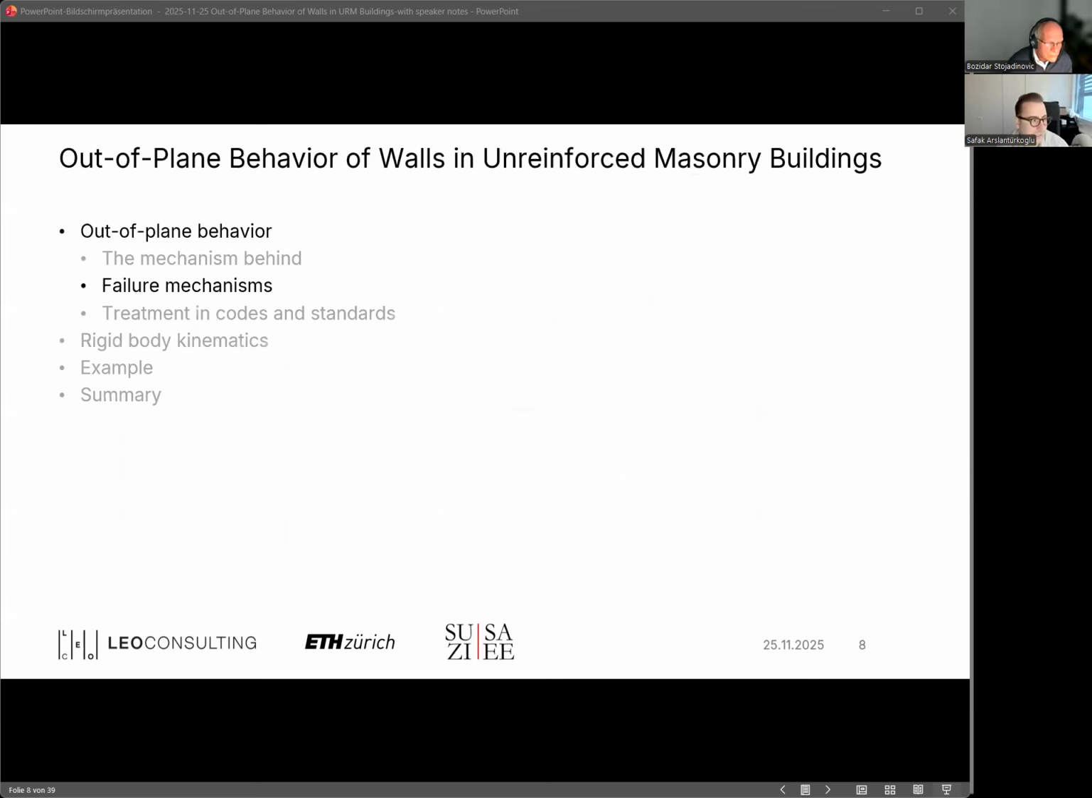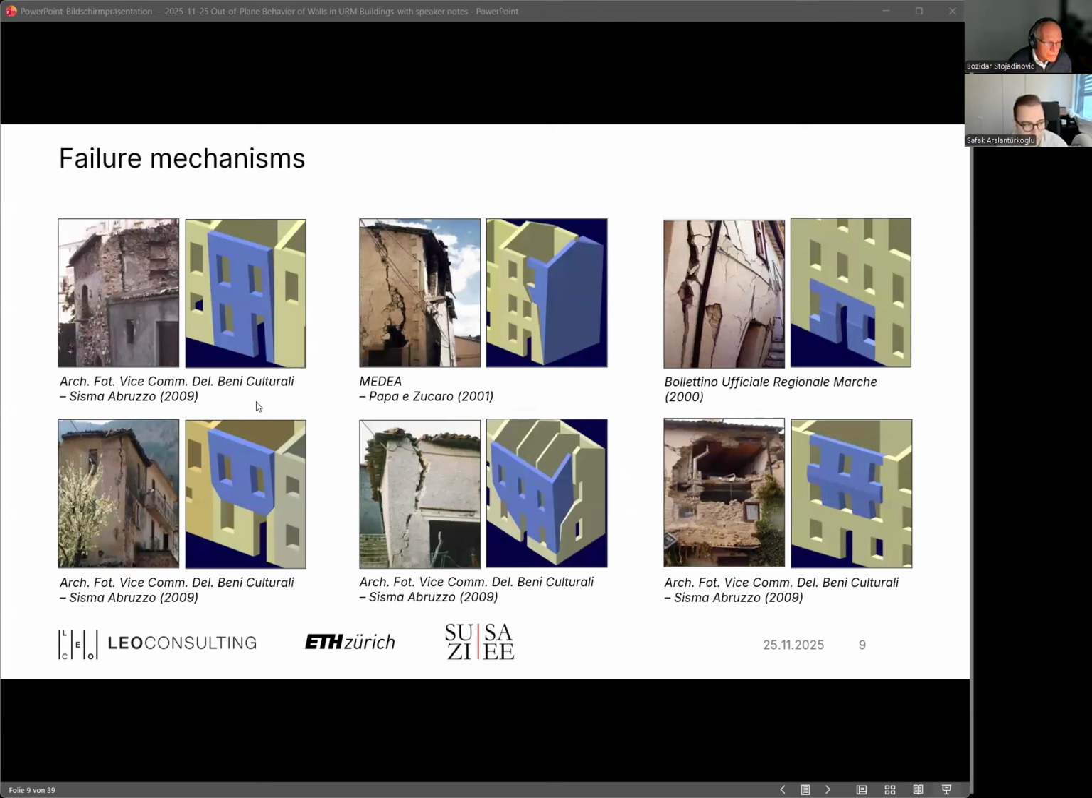I will show you some examples of how these failure mechanisms look, again based on past evidence from earthquakes. The challenge, as already mentioned, lies in the identification of the mechanism. If you had these buildings before the earthquake, it wouldn't be obvious which mechanisms to expect. When we have the damage, it's easy to assess, but the challenge is not the implementation of the method, it's to tell which mechanism I would expect in this type of behavior.